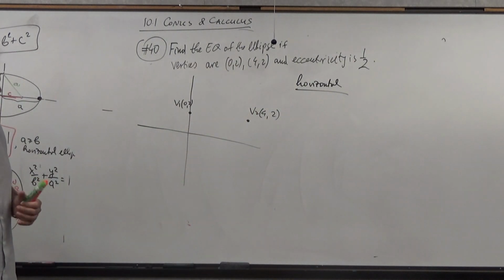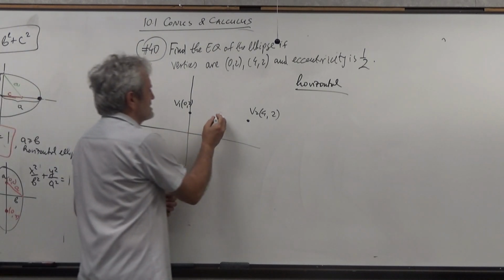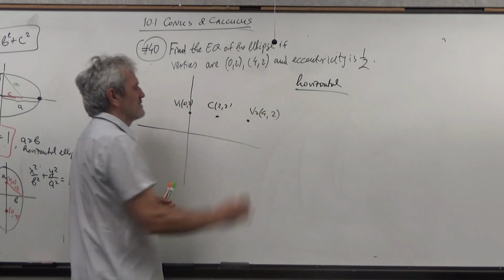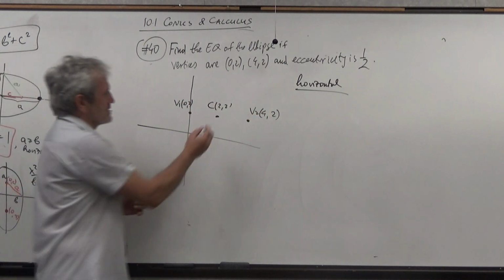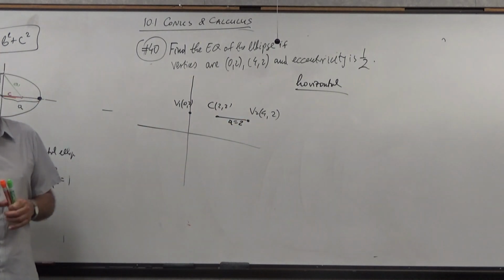What else is it telling us? Their distance is basically 2A, 1A from center, and it tells us where the center is. So center is in the middle. So where is the center? 2, midpoint between 0 and 4 is 2. And also it tells us that A is 2. So you see how many things we read immediately.